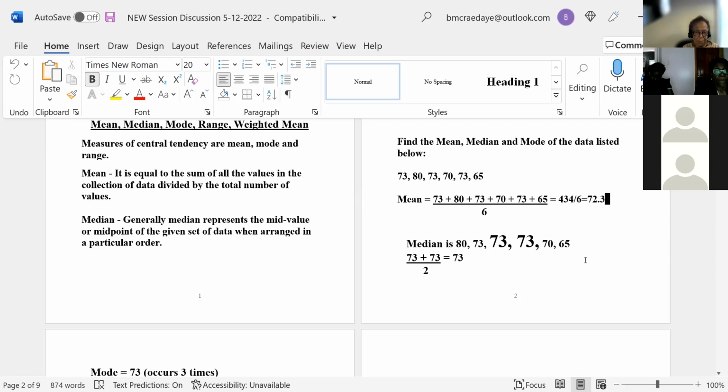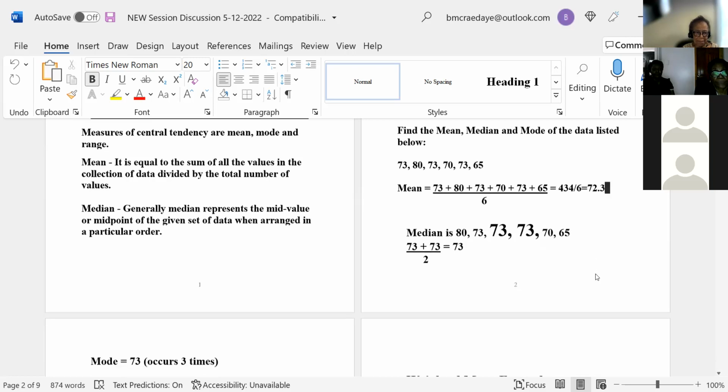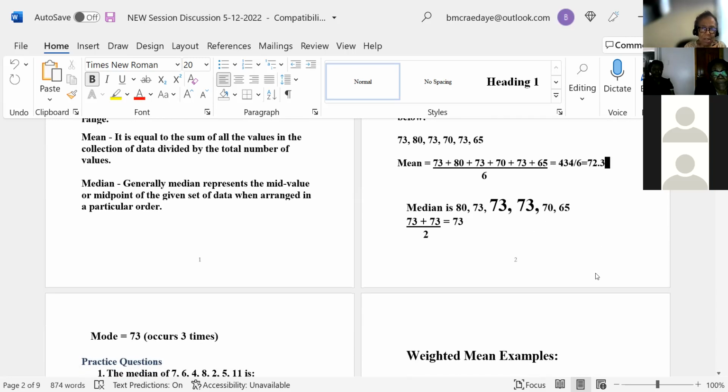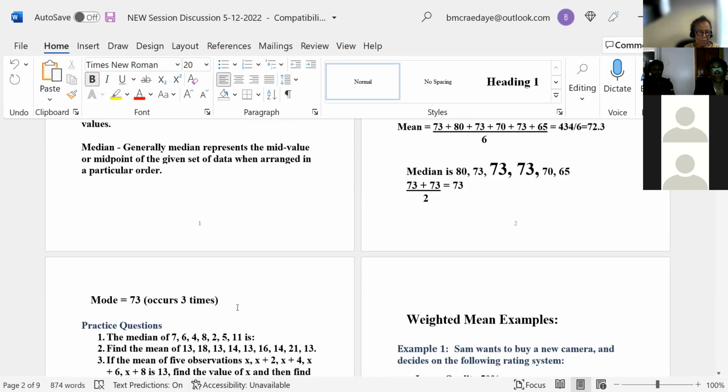To get the median with an even set, you're going to take the two middle ones, right? Add them together, and the result you're going to divide by 2. That's it. So 73 sits here in the middle, 73, 73. Add those up. 73 and 73, 146 divided by 2. The median is 73. Now, Michelle, what's the mode? The mode is 73. That's right, because it occurs 3 times. So the mode is 73.